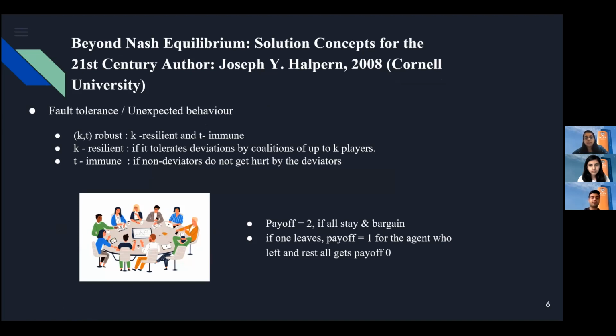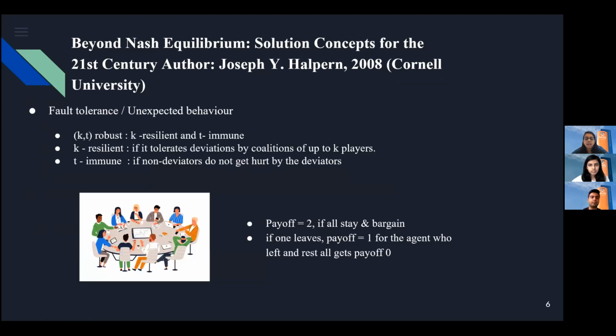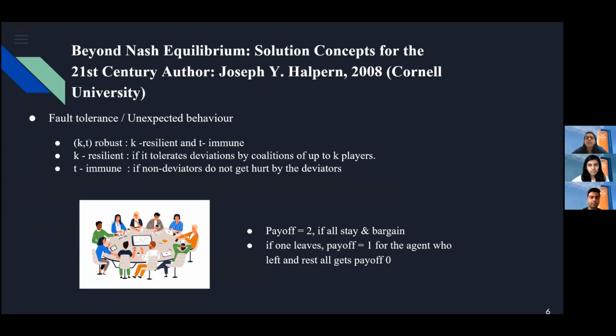The second paper that we have considered is Beyond Nash Equilibrium: Solution Concepts for the 21st Century. This paper mainly describes the shortcomings of Nash equilibrium and tries, from a computer science perspective, to provide some solution concepts that address these issues. So the first one is that Nash equilibrium does not tolerate unexpected or faulty behavior. Nash equilibrium can tolerate deviations by up to one player, but it cannot tolerate deviations more than that, or if they are deviating in a coordinated way.